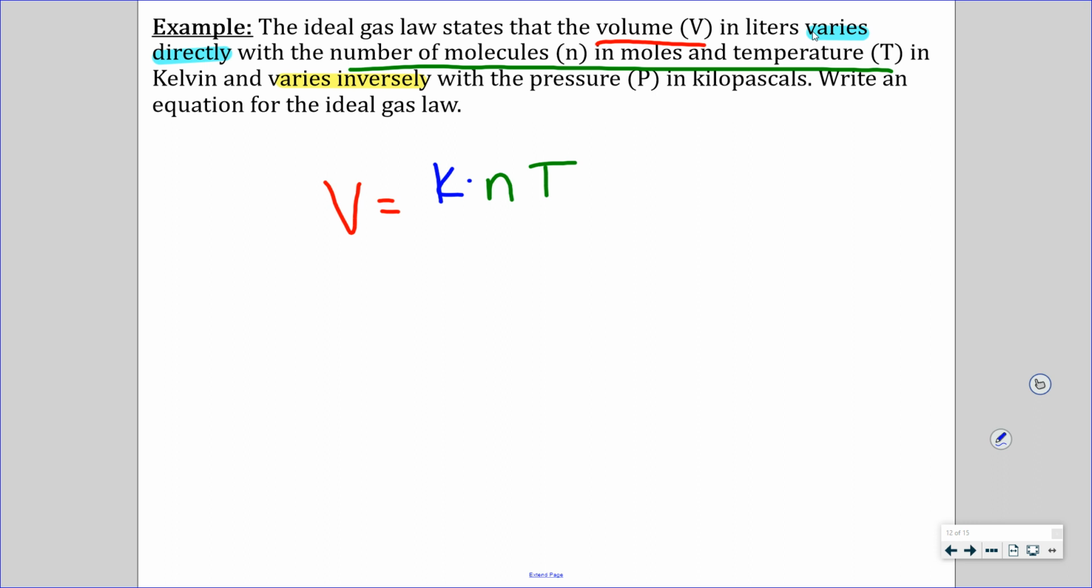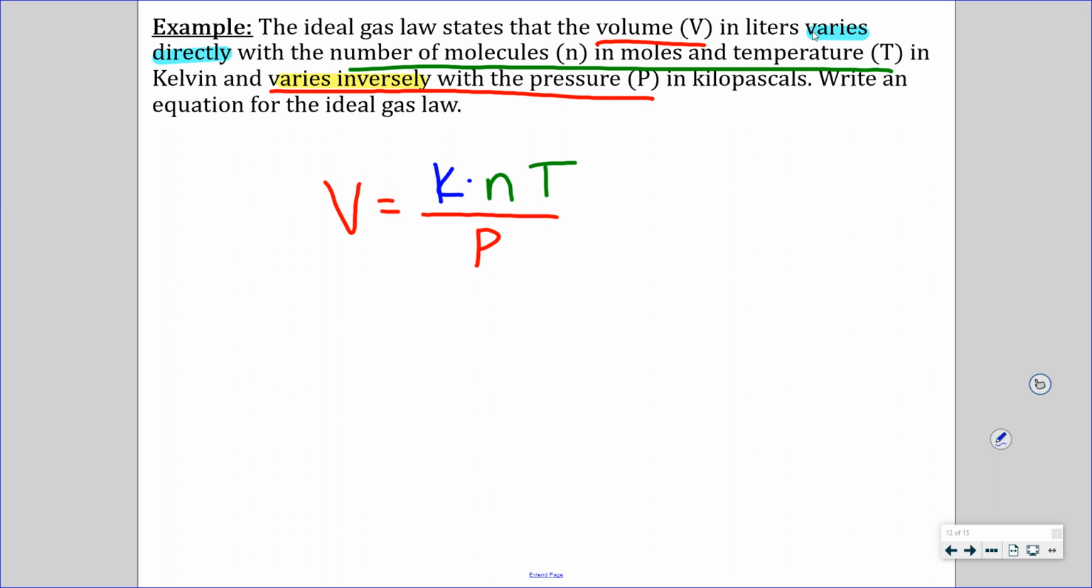Varies directly. Here's the tricky part. And varies inversely with the pressure P. So that means it has some constant divided by P. I got it. So I have a combined relationship here because I have some direct and some inverse relationships all in one. Did they give me any specific data? Any numbers? I can tell you the value of the constant though. 0.08206. Is that what it is?